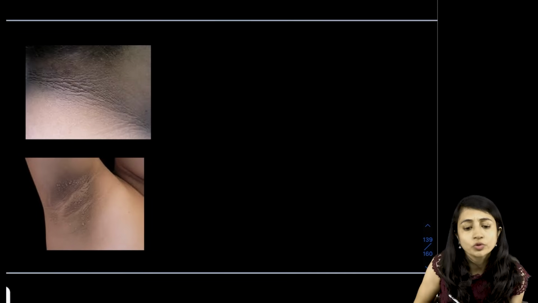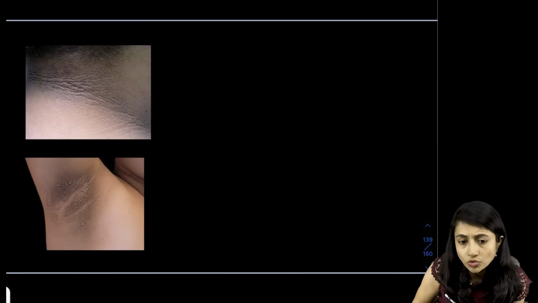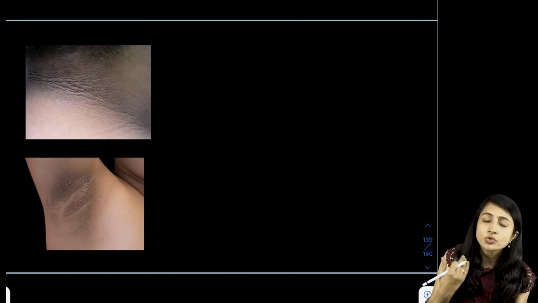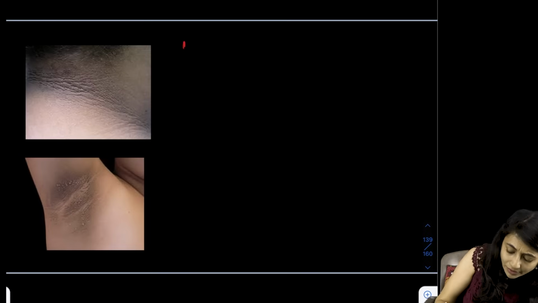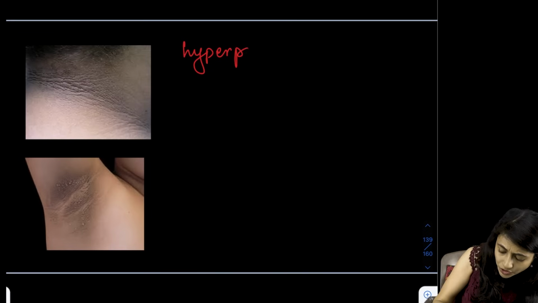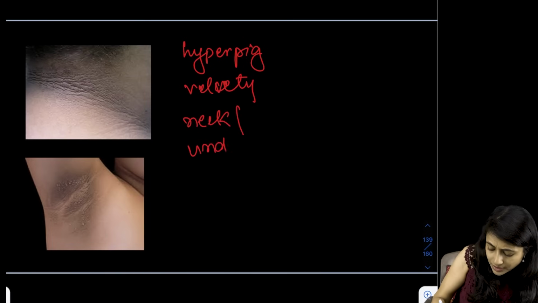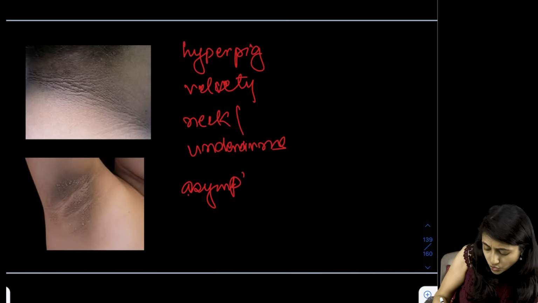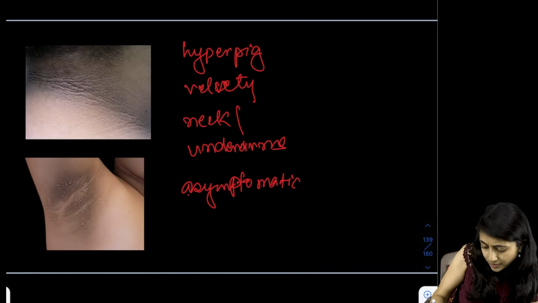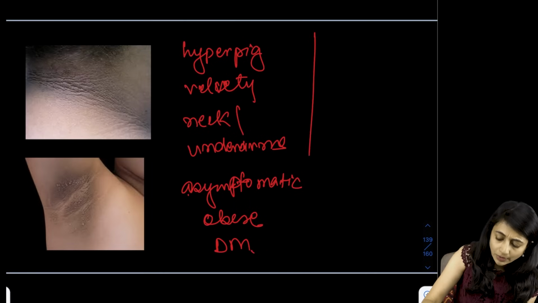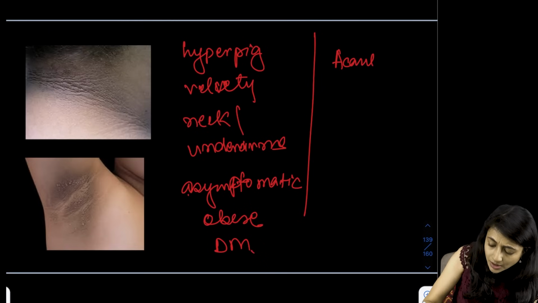Right? Another important question, they can give you this image, they can ask you the association. So what do you see here? You see hyperpigmented, velvety skin texture which is present on the neck or underarms. Then what else can they give you? They can say the patient is asymptomatic, the patient is obese, the patient may be diabetic. All of these features may be given. So you should be able to identify that this is Acanthosis nigricans.